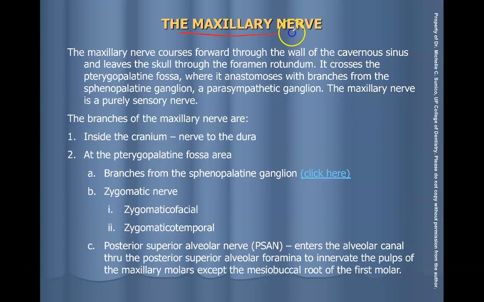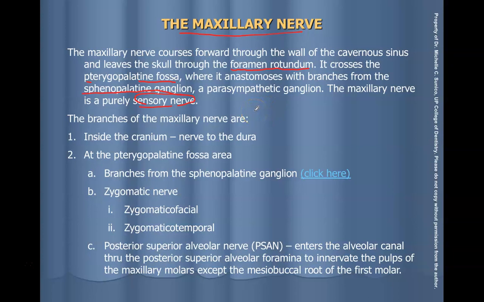The maxillary nerve. The maxillary nerve courses forward through the wall of the cavernous sinus and leaves the skull, again, at the foramen rotundum. After it leaves the skull through the foramen rotundum, it crosses an area called the pterygopalatine fossa area, where it anastomoses with branches from another ganglion, the sphenopalatine or pterygopalatine ganglion, which is a parasympathetic ganglion. The maxillary nerve, again, is a purely sensory nerve.